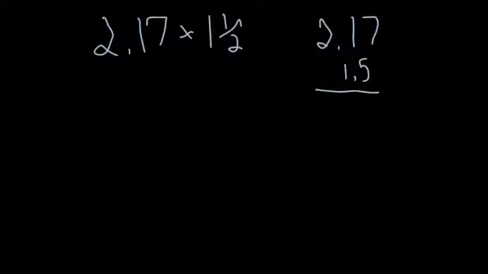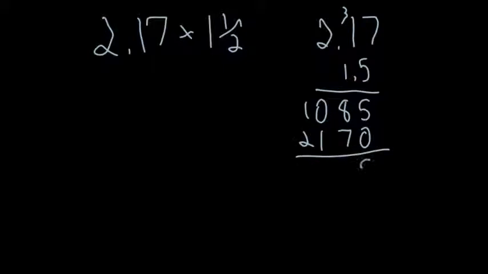And start multiplying. 5 times 7 is 35. 5 times 1 is 5, plus 3 is 8. 5 times 2 is 10. 0 placeholder. 1 times 7 is 7. 1 times 1 is 1. 1 times 2 is 2. 5 plus 0 is 5. 8 plus 7 is 15. 1 plus 1 is 2. And 1 plus 2 is 3. Now I have 1, 2, 3 digits behind the decimal in my problem. So I have 1, 2, 3 digits behind the decimal in my answer. So I have 3 and 255 thousandths as my answer.